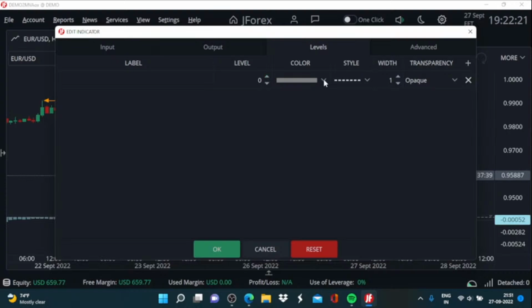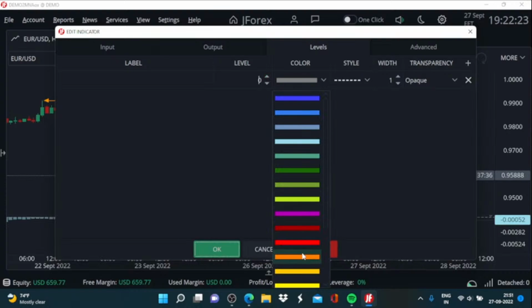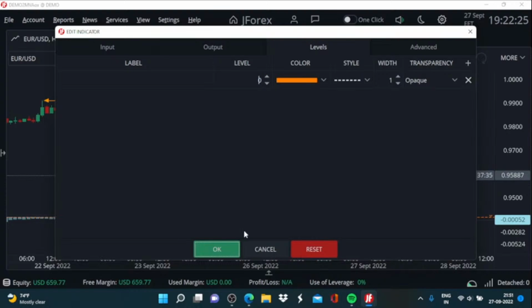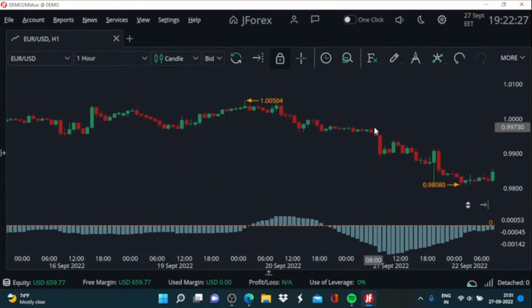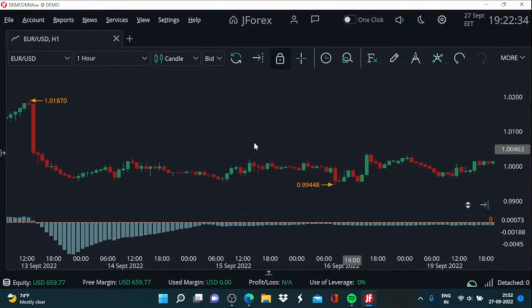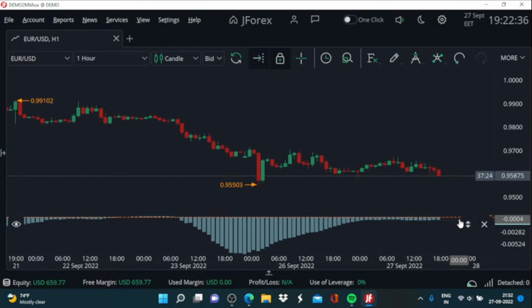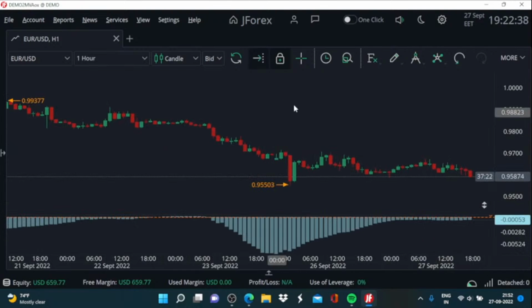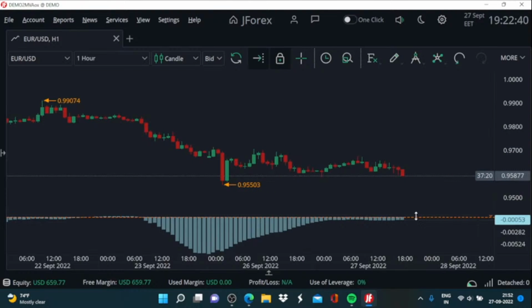You can also change the color combination and the styling option. Alright, so here now I have changed the color of this marker zero line to orange, and it is now looking a lot more colorful.